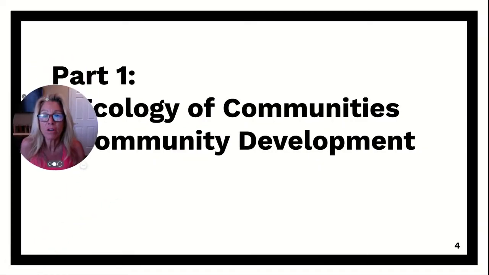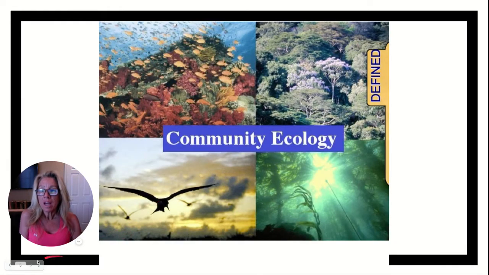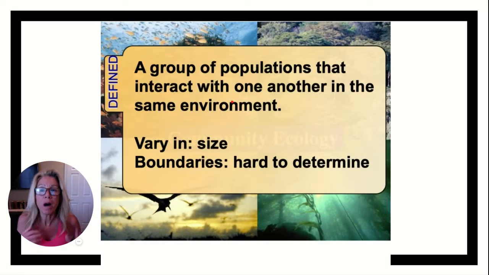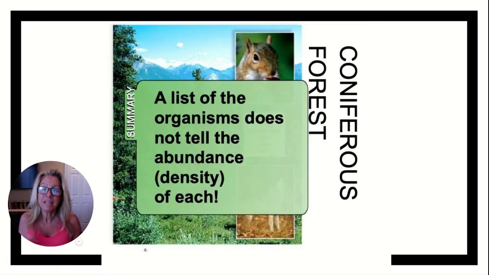When we talk about ecology of communities, we're going to be talking about different populations that interact with one another in that same environment. And they're going to vary in size, and their boundaries are hard to determine. They're going to overlap a little bit. Let's say in a coniferous forest, you see a list here of species: squirrel, moose, snowshoe hare, etc. This doesn't paint the full picture, right? Because we don't know how many there are of each of these organisms, right? And so it doesn't tell the abundance of each, and it doesn't tell the density of each.